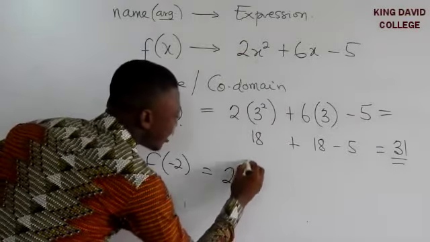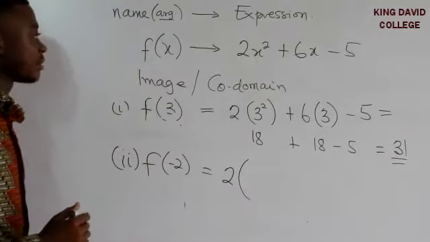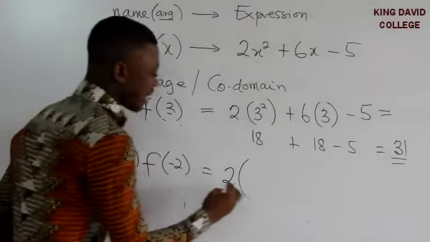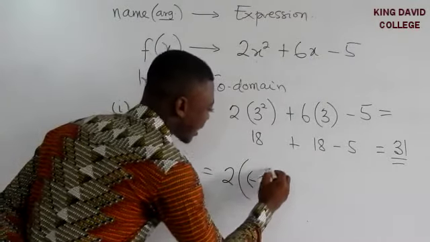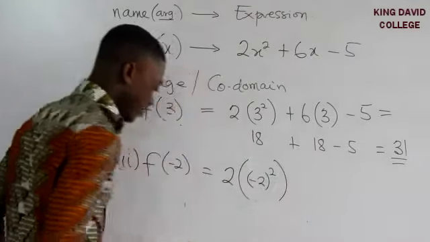2, then you open a bigger bracket. Then the minus 2 over here is squared. So put that one in the bracket before you square.